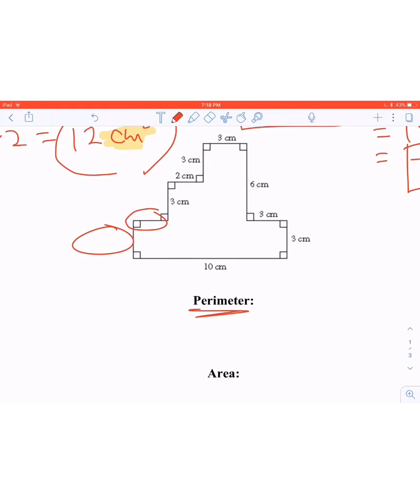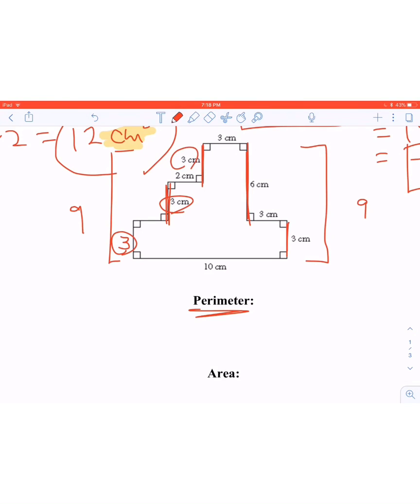So if this is 3 and this is 6, the whole thing is 9. If this is 3, and the whole thing has to be 9 on the other side too, this side has to be 3, because 3 plus 3 plus 3 is 9.